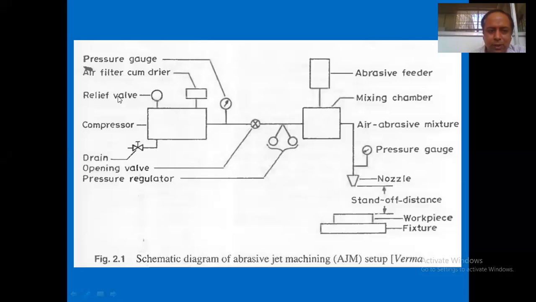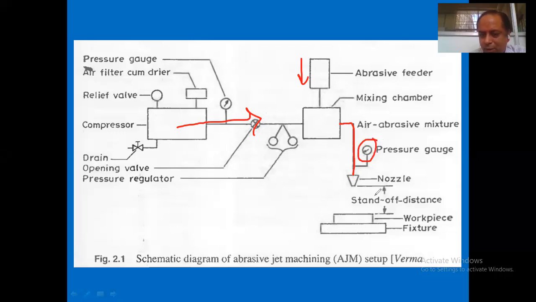These are the relief valve, air filter here, pressure gauge, opening valve. Okay, here is the abrasive feeder. Here is the mixing chamber. So air is coming from this side. This is the hopper, where abrasive material is coming. You will mix this, and this mixture of air and abrasive particles will pass through this line. Here is the nozzle. You will maintain the pressure.